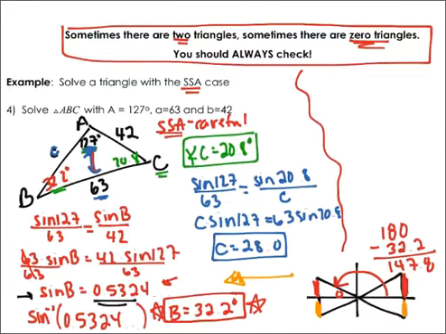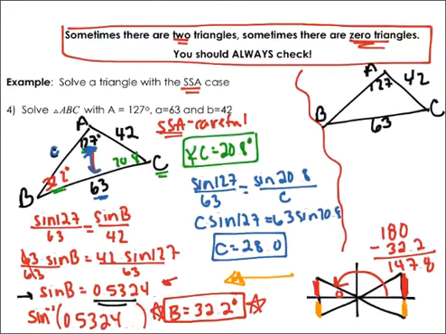So let's see. Let me just go back and start all over. I could have had a triangle. Angle A was given, it was 127. Angle B, don't know. Side A was 63. This is 42. And I'm looking for C. So I just did the work that told me my new angle B now is 147.8. Let's put that in the triangle and think about this for a second.